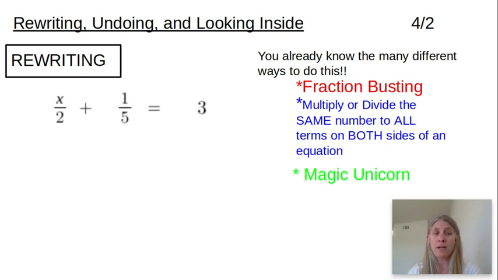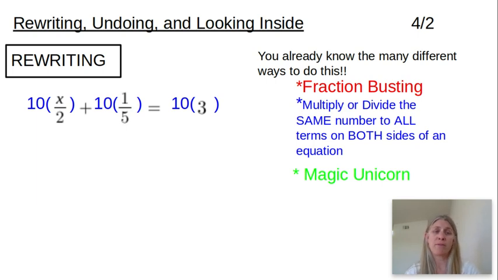So here we have a fraction problem, and our first step is to bust those fractions, which is finding a common denominator. So we have a 2 and a 5 and a 1. So I know that 2, 4, 6, 8, 10, the first number that all of them will go into evenly is 10, because 2 goes into 10 evenly and 5 goes into 10 evenly. So we're going to go ahead and multiply all three terms on both sides of the equation by 10.